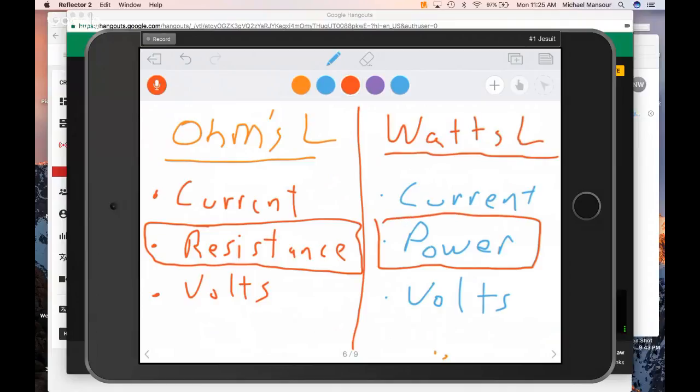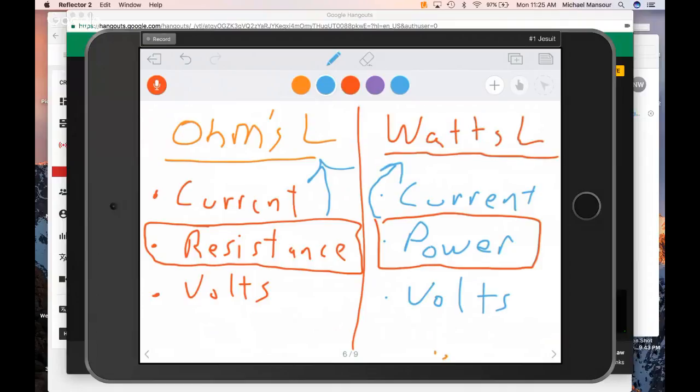Now, there are some other correlations between these two equations in which you can actually interchange things a little bit. But for our purposes, we're going to focus on just these two. Whenever you see the word resistance, you use Ohm's law. Whenever you see the word power, you use Watt's law.